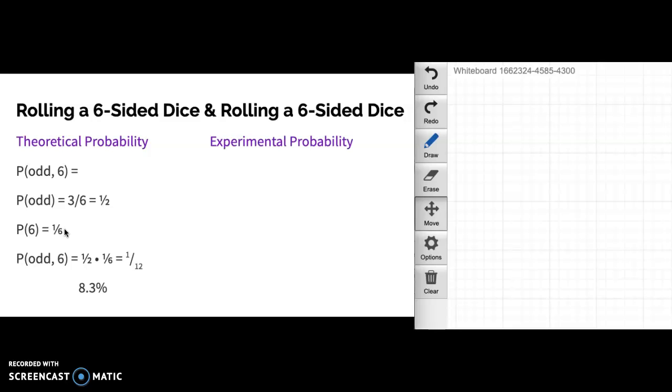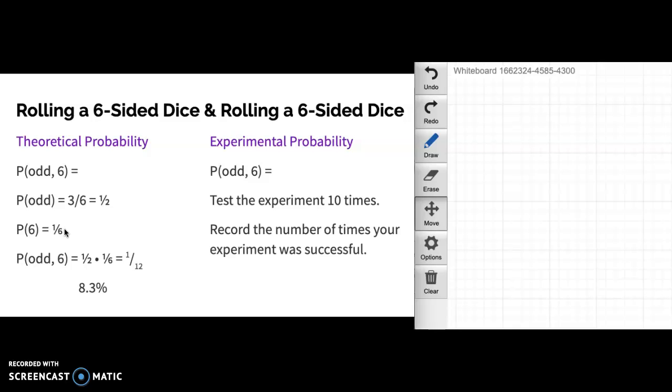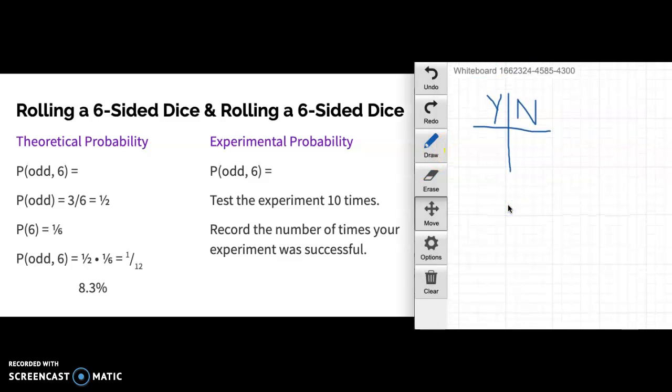Now we are going to try out the experimental probability, meaning we will actually do the experiment. If you were able to find 2 dice, we are going to do the same thing, find the probability of rolling an odd and then probability of rolling a 6. I'm going to have you test out your experiment 10 times. Record the number of times your experiment was successful. So over here on my whiteboard, I set up just a yes or no T-chart. For the experiment to be successful, you would need to roll an odd and then also roll the 6.